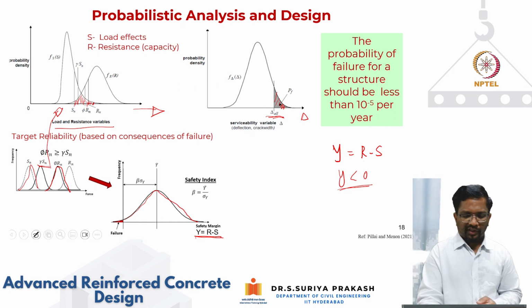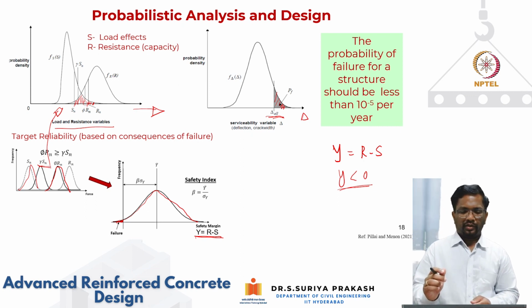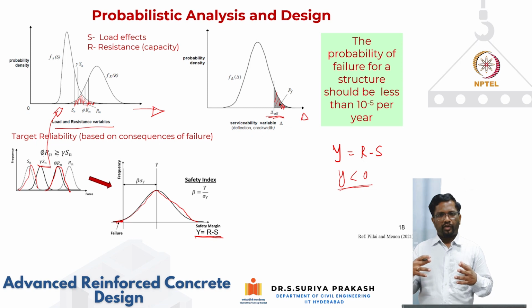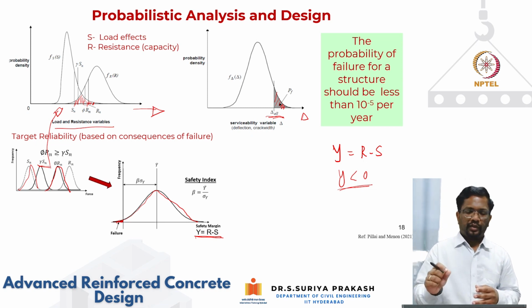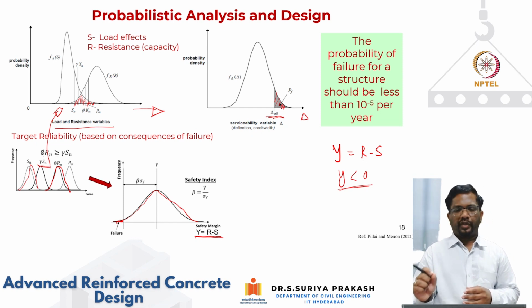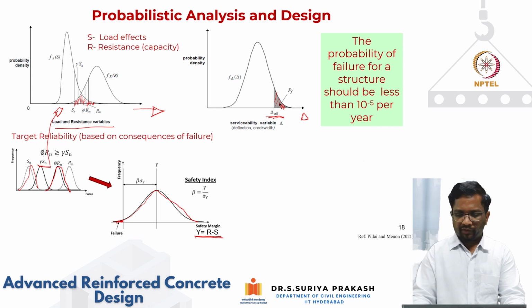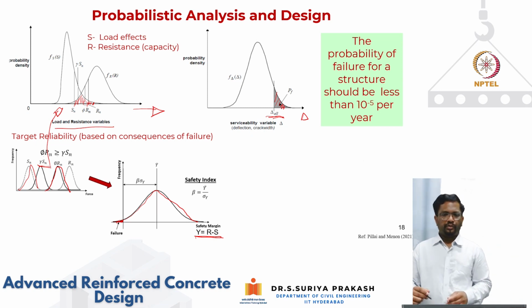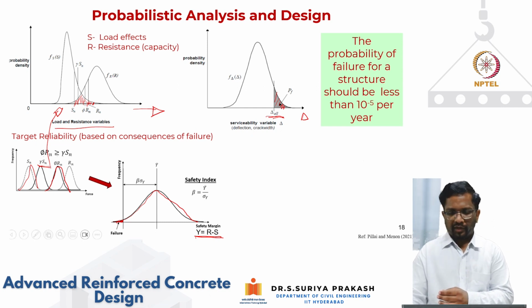And you can choose it in such a way that this failure region is within an acceptable value, because there is no guarantee that you are going to have an absolutely safe design. There is always an acceptable level of probability of failure that we need to account for in our design, but those are usually given by codes of practice. So we choose values of safety index to make sure that the probability of failure is within the acceptable value.